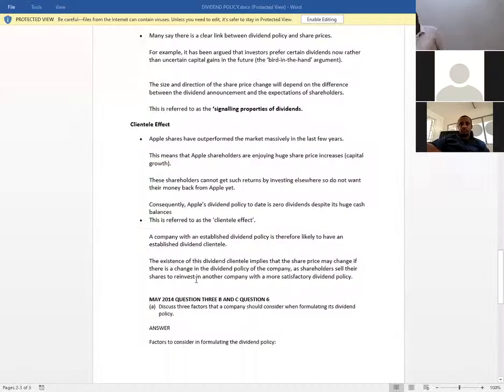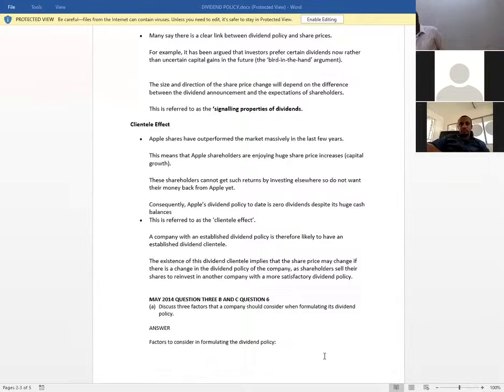So ladies and gentlemen, I hope that has been helpful. But before I sign out and go to the past paper question that I promised, I would want us to discuss this. Discuss three factors that a company should consider when formulating its dividend policy.